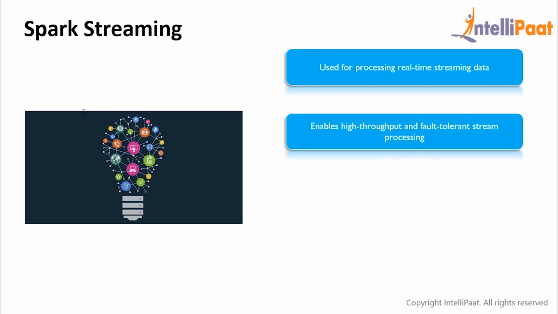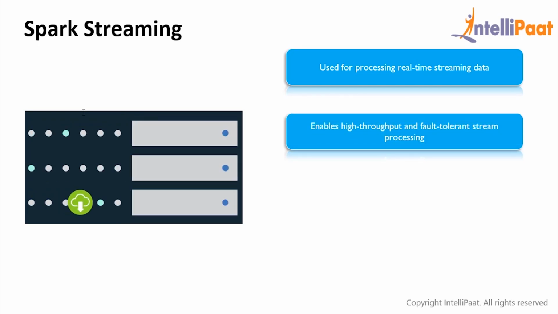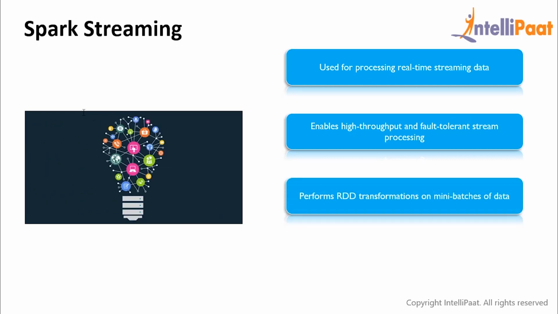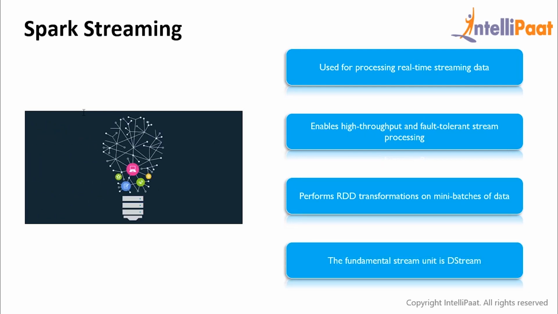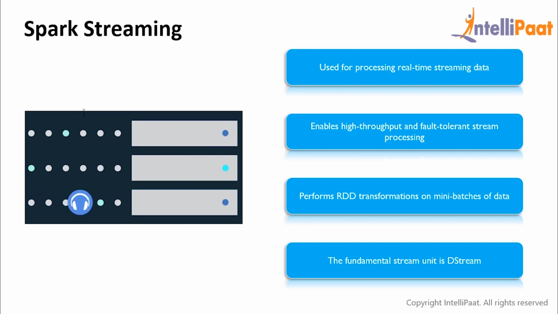So this is where Spark streaming comes in and helps in processing real-time streaming data. Spark streaming also enables high throughput and fault-tolerant stream processing of live data streams. And with Spark streaming, we can perform RDD transformations on mini batches of data. So the fundamental stream unit here is dstream, which is basically a series of RDDs to process the real-time data.